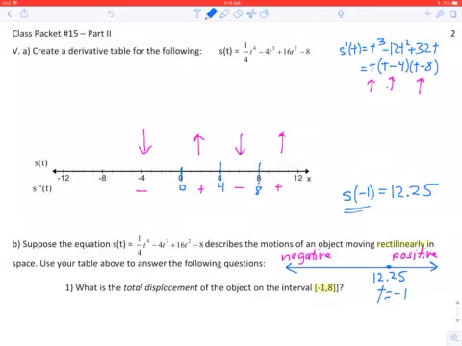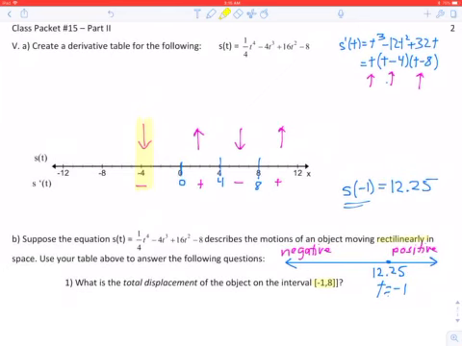What happens now? Well, now the object's going to move backwards. How do I know? Because initially it's moving backwards. It's going to move backwards for the next unit of time. From t equals negative 1 to t equals 0, it's going to move backward. And let's see where it moves backward to. So it goes from 12.25.